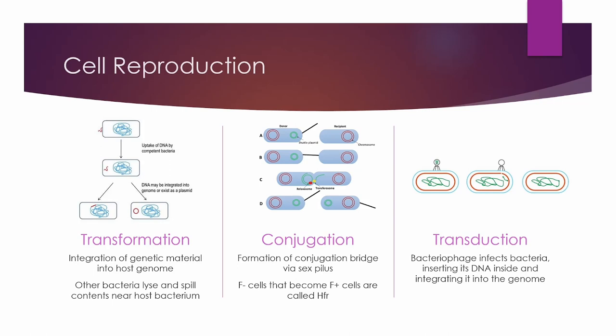Lastly, the most complicated one is conjugation. Conjugation is the formation of a conjugation bridge via a sex pilus. The F- cells, which are the recipient cells at first, become F+ cells, which are the initial donors. The F+ cells will eventually be called HFR.